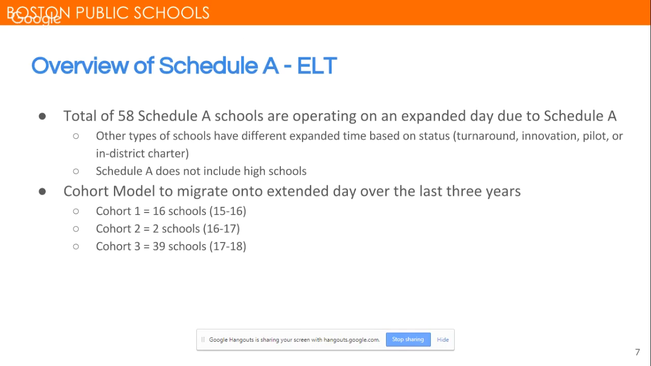So over the last 3 years, we have moved to the expanded learning day in a cohort model. So in our first year, 2015-16, 16 schools started the expanded learning day. In 16-17, we had 2 more schools move. And then this year, in the beginning of September, when we started school, we had our last 39 schools starting their expanded learning day. So now all 58 schools are on this added 40 minutes to their school day.